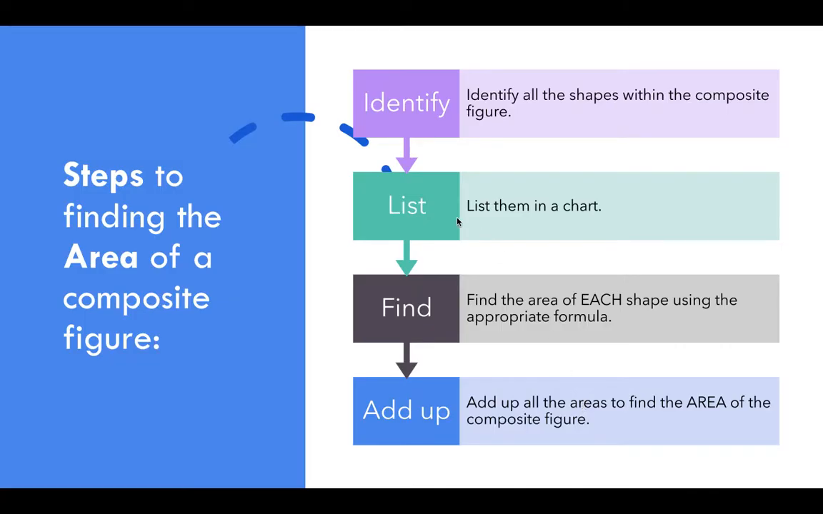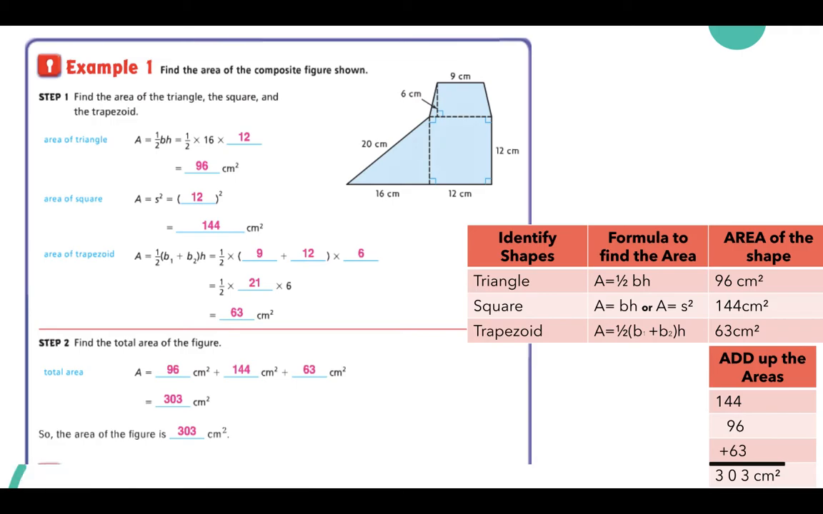How are we going to do it? These are the steps to finding the area of a composite figure. The first thing I do is I identify all the shapes within the composite figure. That's what we just practiced. Then I list them in a chart. Then I'm going to find the area of each shape using the appropriate formula. And last but not least, I'm going to add up all the areas to find the area of the whole entire composite figure. Let's try it.